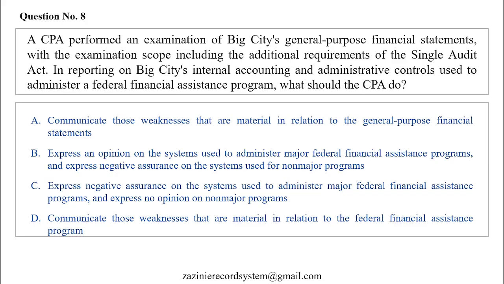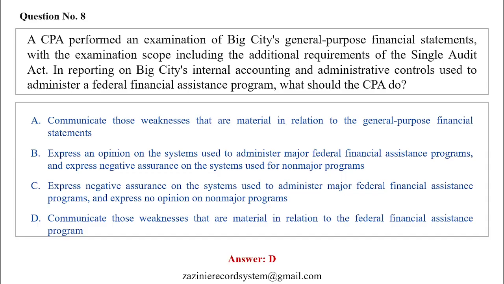Letter B, express an opinion on the systems used to administer major federal financial assistance programs, and express negative assurance on the systems used for non-major programs. Letter C, express negative assurance on the systems used to administer major federal financial assistance programs, and express no opinion on non-major programs. Letter D, communicate those weaknesses that are material in relation to the federal financial assistance program. Correct answer is letter D.